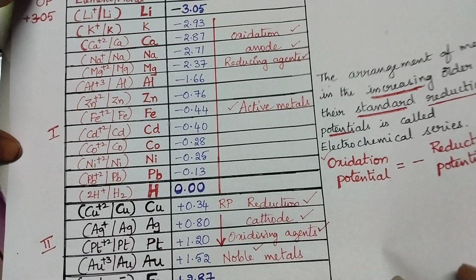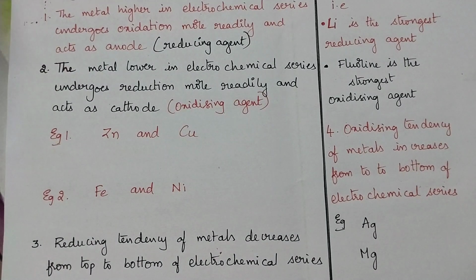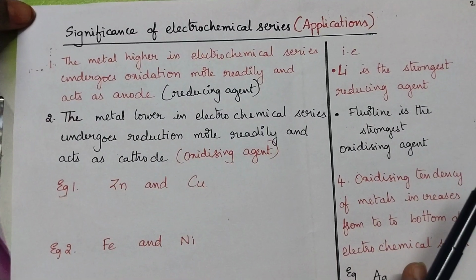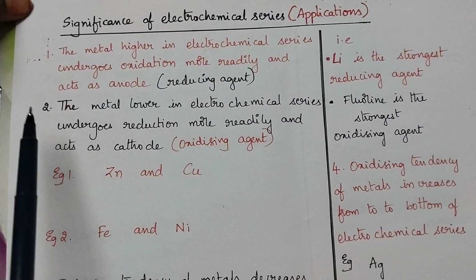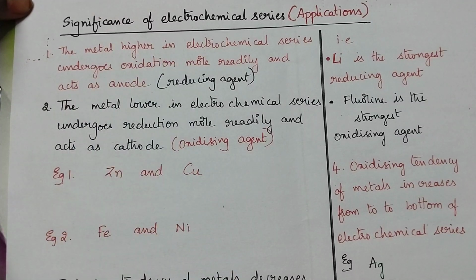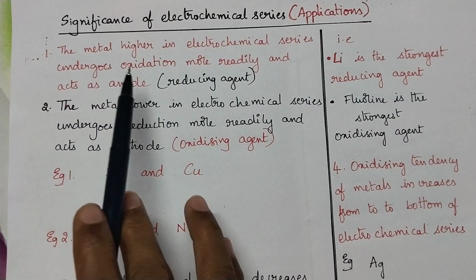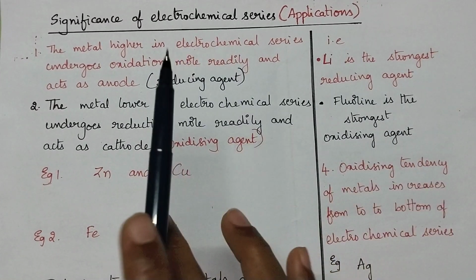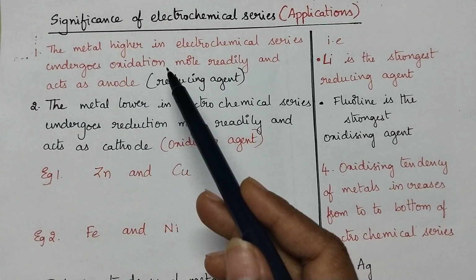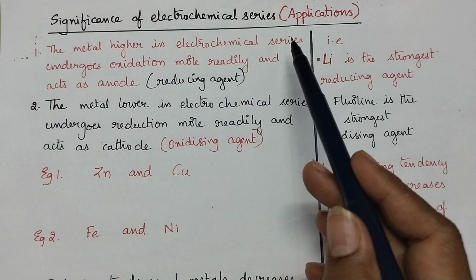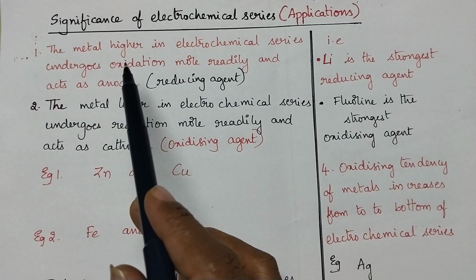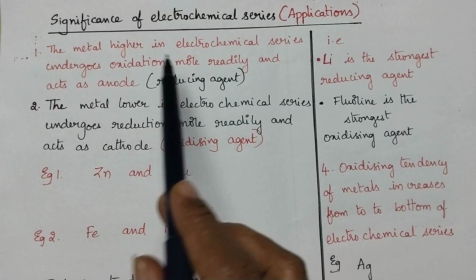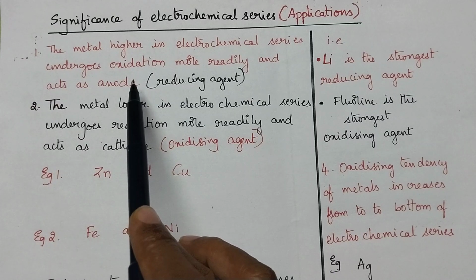Now, let us discuss about the significance of electrochemical series. Generally, the metals which are higher in the electrochemical series undergo oxidation more readily and act as anode. As I said earlier, definitely the metals which are higher in the electrochemical series will act as best reducing reagents, and they undergo oxidation more readily and can act as anode.